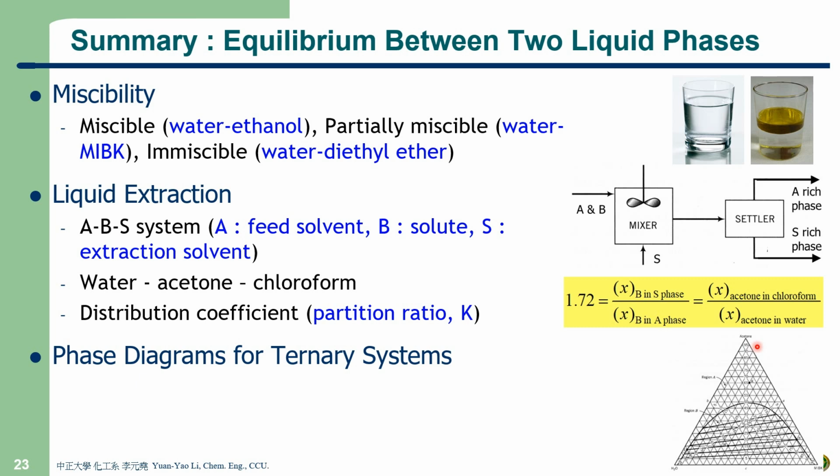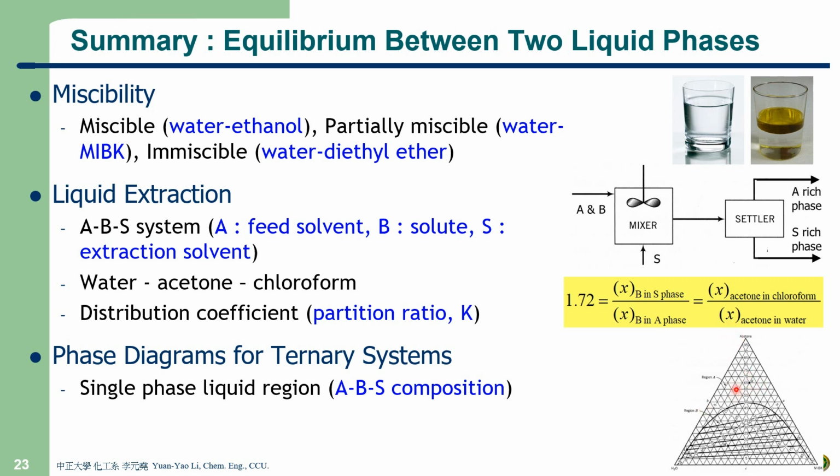On Monday, in the last 10 minutes, I already introduced this to you, and today we will have an example. So this is the phase diagram for the ternary system. Remember, this part is the single phase region. If we have a point in this region, we can tell the compositions of A, B, and S. Okay, the composition of A, B, and S.